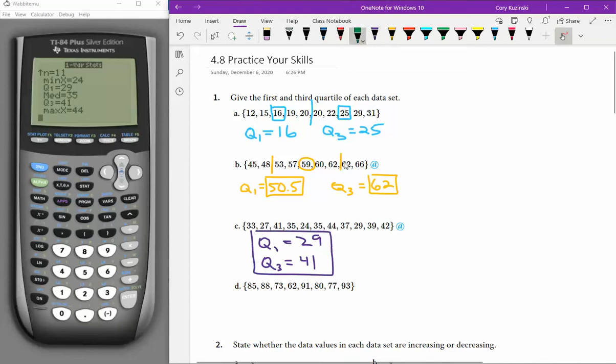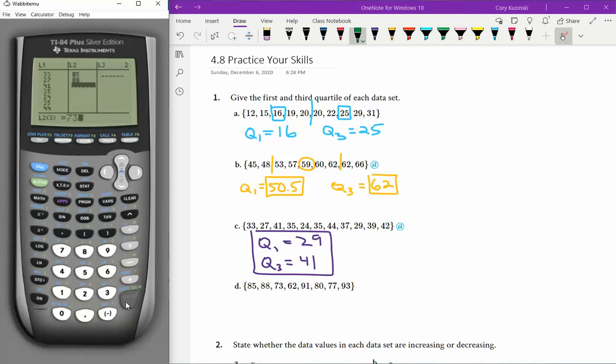All right, and lastly here, let's go back into Stat, Edit a List. I'll go into list 2 here. I'm going to put these numbers: 85, 88, 73, 62, 62, 91, 80, 77, and 93.